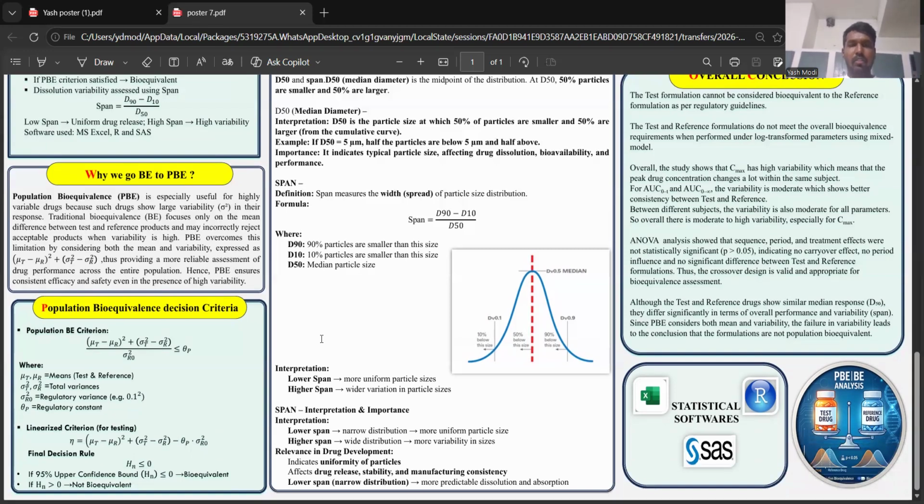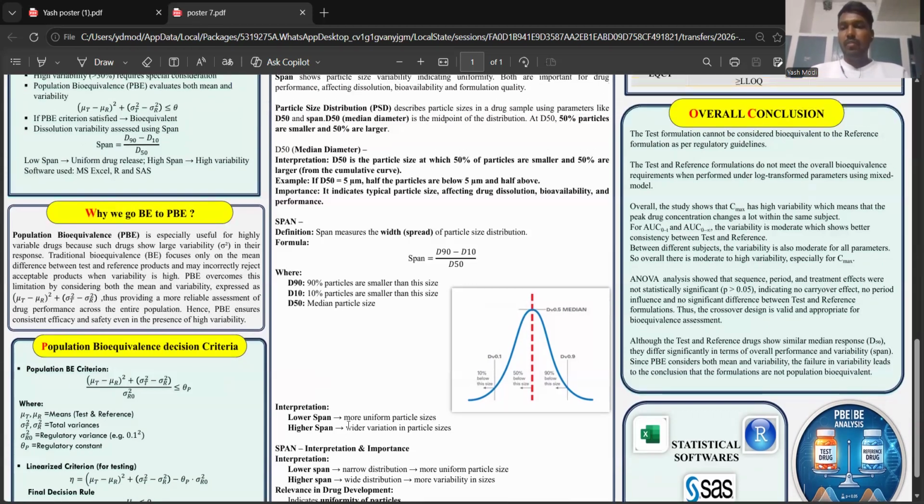Span measures the width or spread of the particle size distribution. Formula: span is equal to D90 minus D10 divided by D50. D90 is the size that 90% of particles are smaller than, and D10 is the size that 10% of particles are smaller than, and D50 is the median particle size. And this is our graph shown in this poster, and the interpretation. When our span is lower, the particle sizes are more uniform. When our span is higher, there is wider variation in particle sizes.